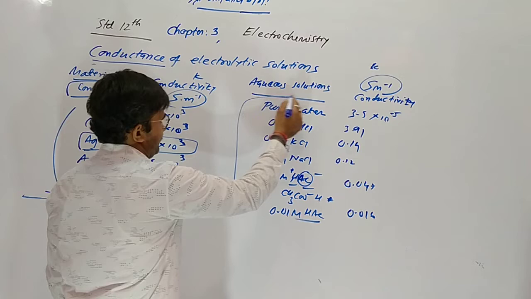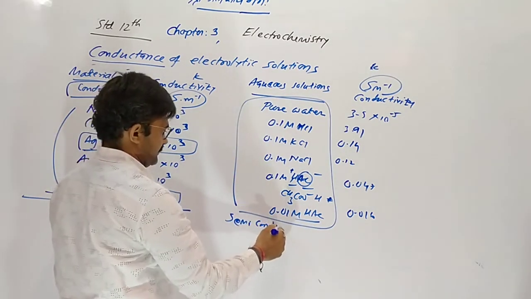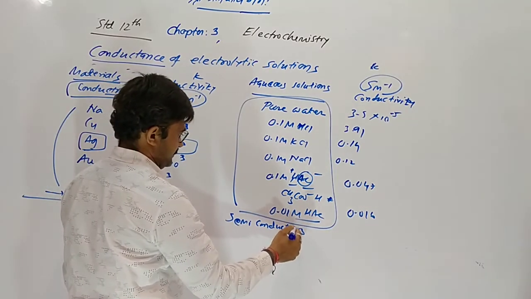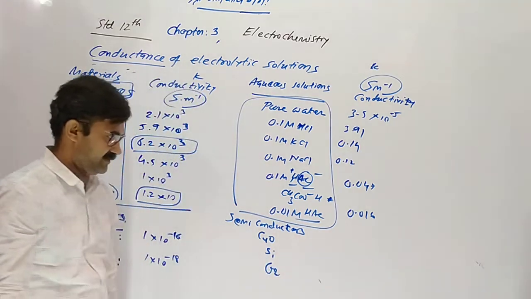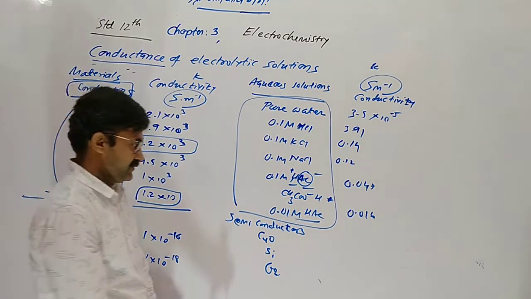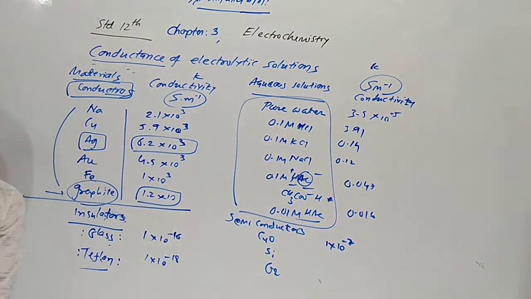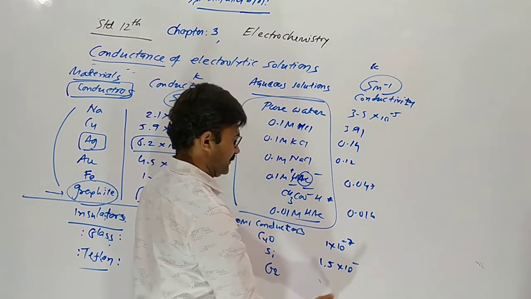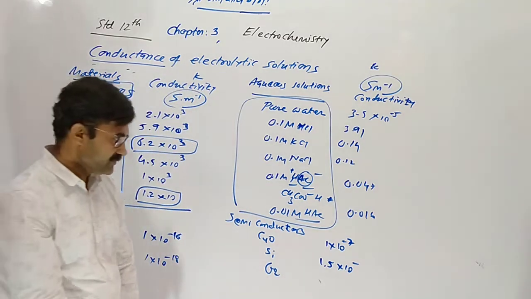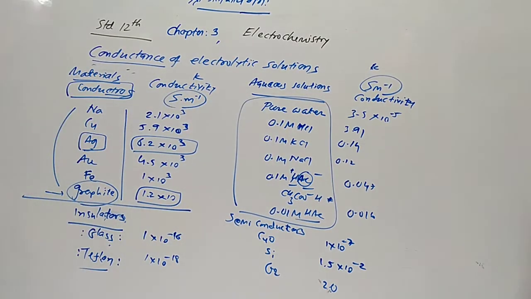These are aqueous solutions. And now semiconductors. We know cupric oxide, silicon and germanium are semiconductors. CuO is 1 into 10 raised to minus 7, which is a semiconductor. Then 1.5 into 10 raised to minus 2, and germanium possesses only 2. All the values are given in your book, table number 3.2.